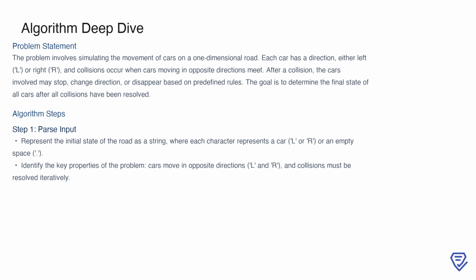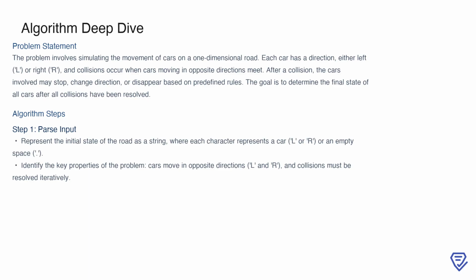The problem at hand involves simulating the movement of cars along a one-dimensional road. Each car is represented by either L, meaning it moves left, or R, meaning it moves right. Collisions occur when these cars meet head-on, and depending on the rules, cars may stop, change direction, or disappear entirely. Our objective is to figure out the final state of the road after all possible collisions have been resolved.